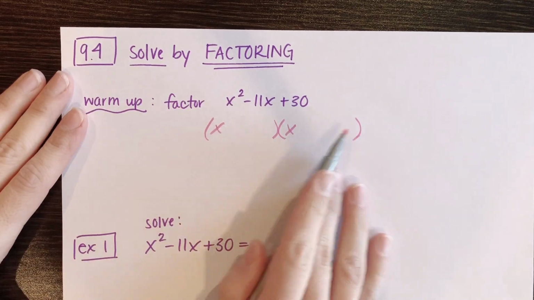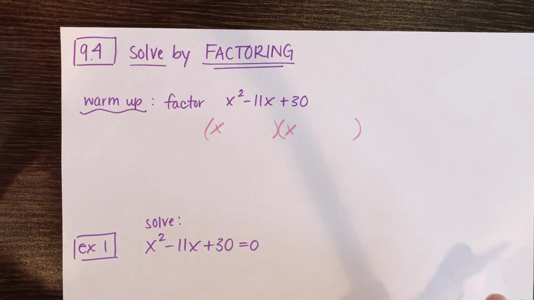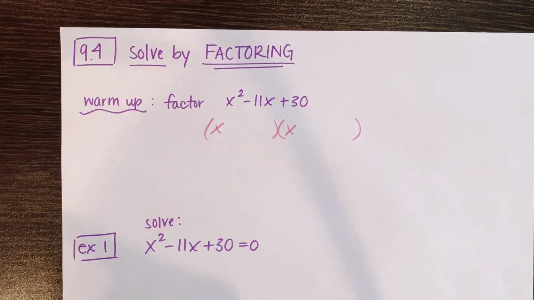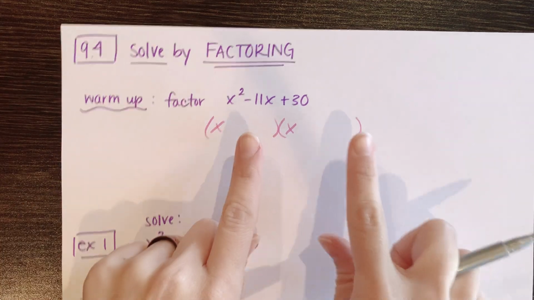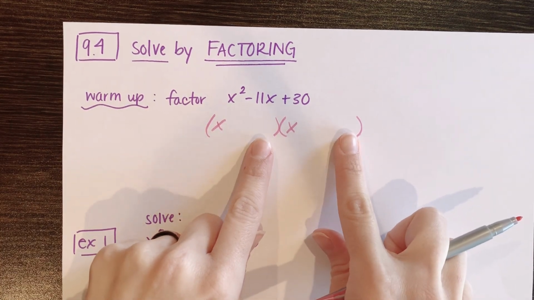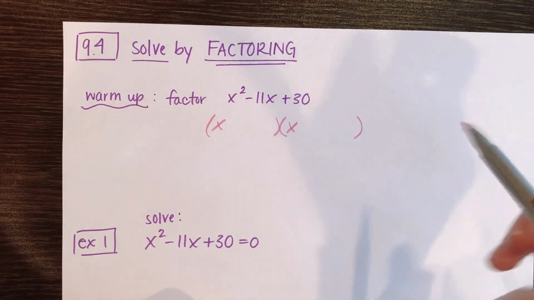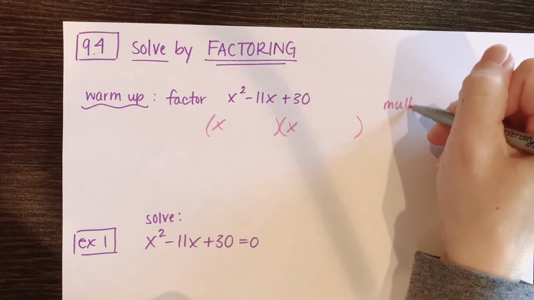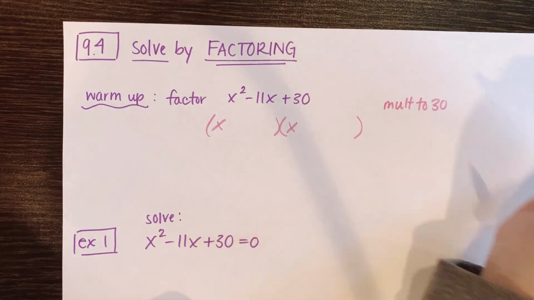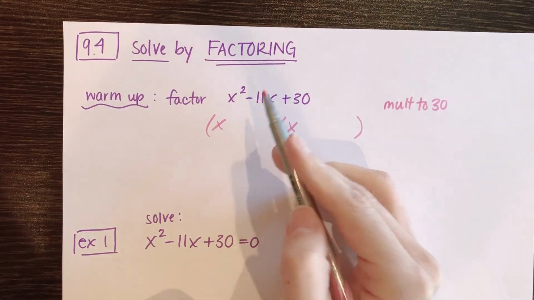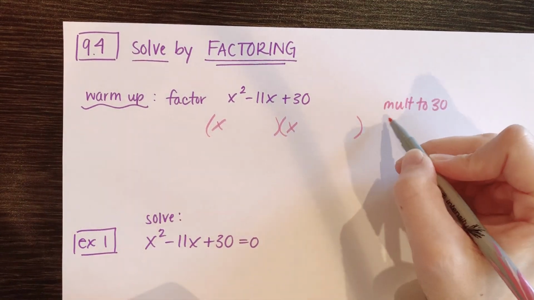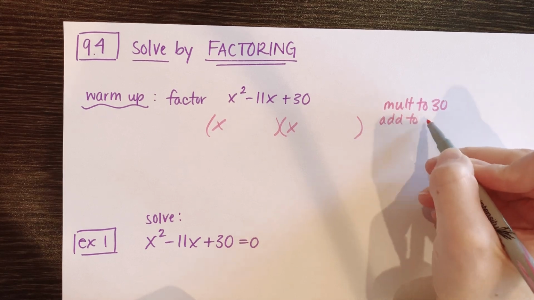Now, what am I looking for to fill in the rest of that? This is a while ago that I did this, right? So let me run through this again. Let me think about it. What numbers are going to go here? When I multiply them, I'm going to have to get a positive 30. So they need to multiply to 30. And that 30 is positive, which means they're also going to add to negative 11.